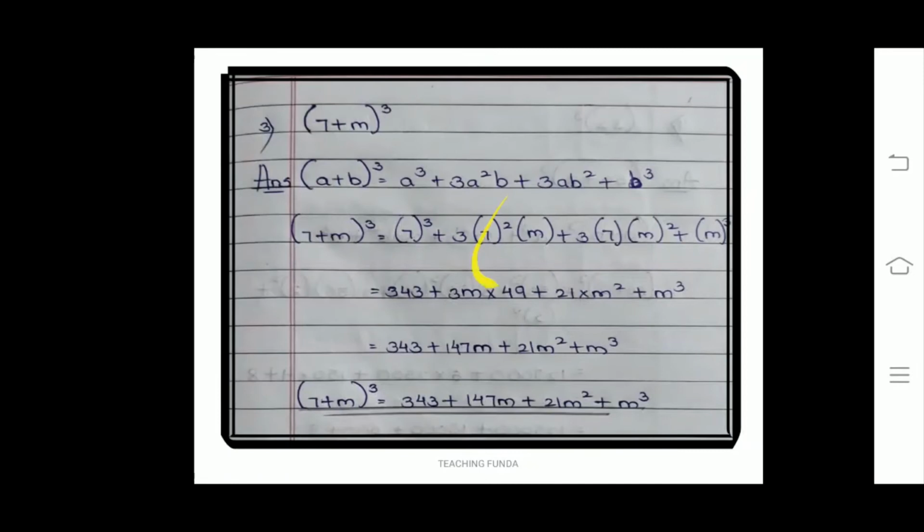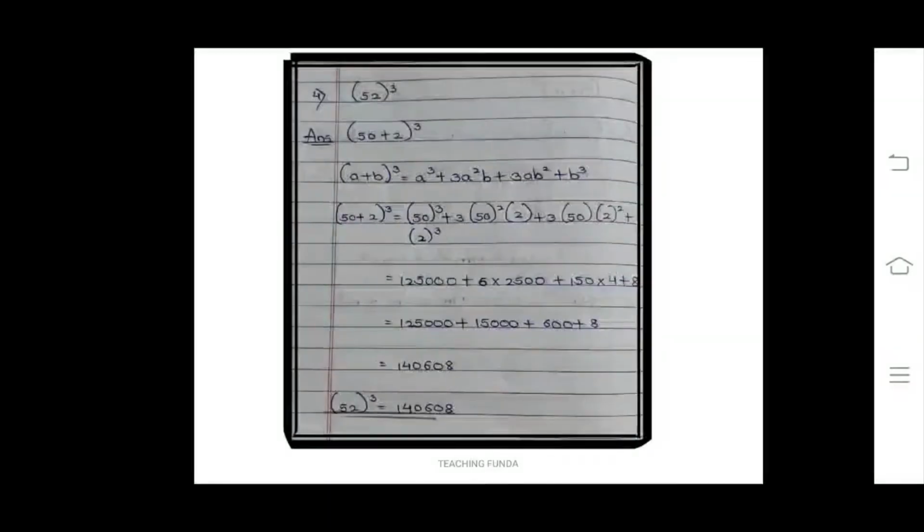Now 7 square is what? 49 into 3m, plus 7 3s are 21 m square plus m cube. Now 49 3s are 147, and 21 m square you have to write as it is. Here also you can't add any term because here m is there and m square, these are both different terms, that's why you can't add these.